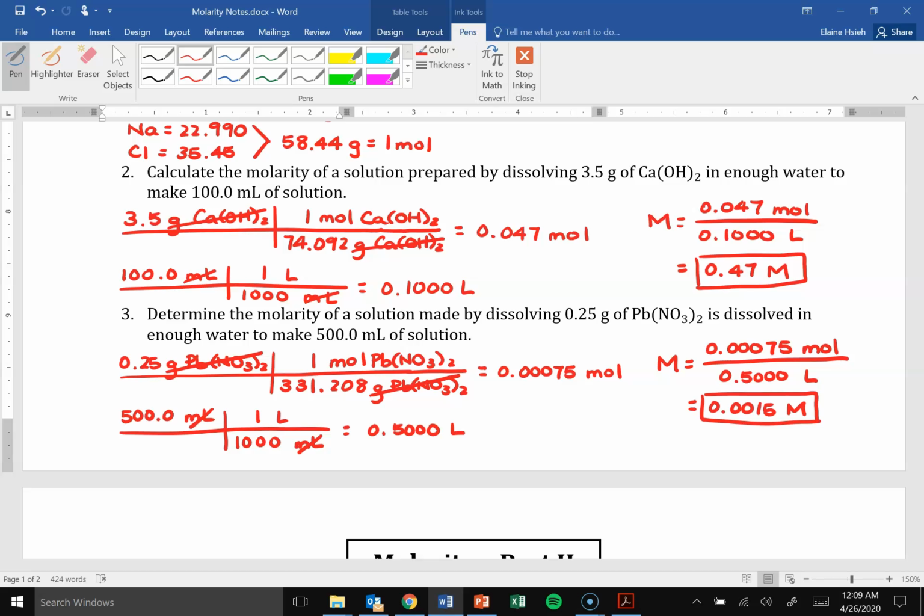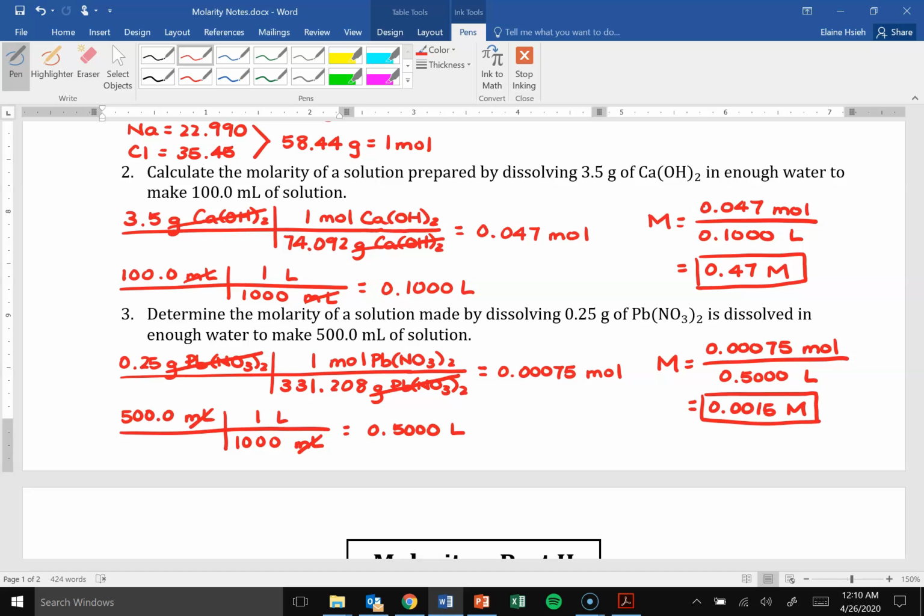All right, so let's check your answers. For number 2, you were supposed to have converted the 3.5 grams of calcium hydroxide into moles, and you should have gotten 0.047 moles. And then you were supposed to convert 100 milliliters of the solution into liters by dividing by 1,000. So that would be 0.1000 liters. And then plug them into the molarity formula. So 0.047 moles divided by 0.1000 liter, and you get 0.47 molar.